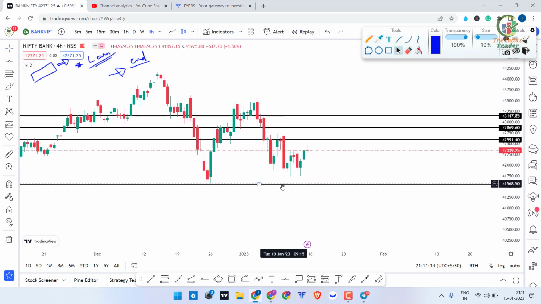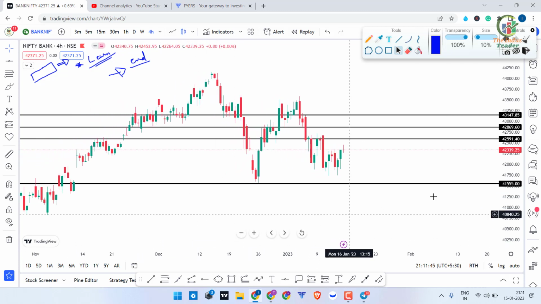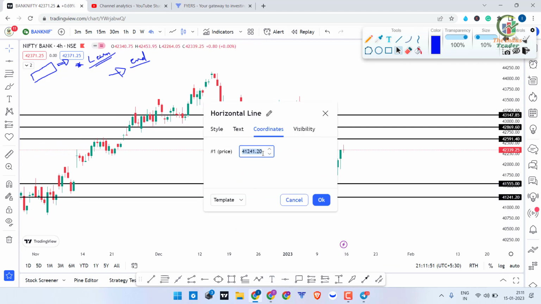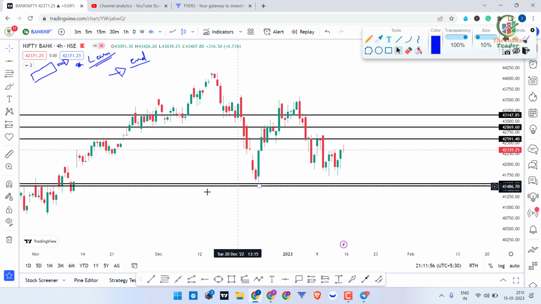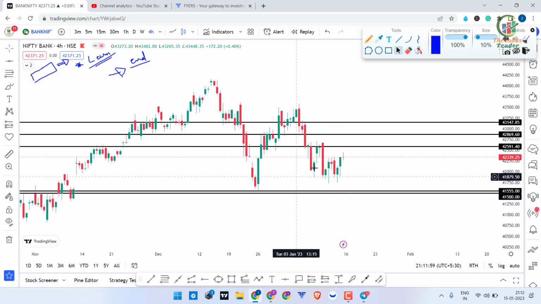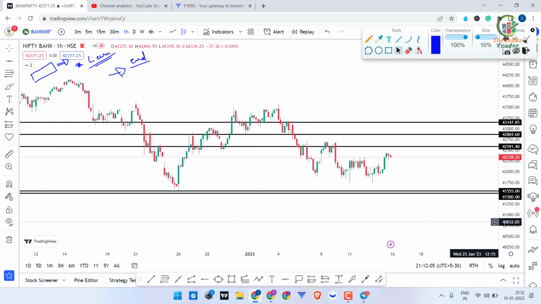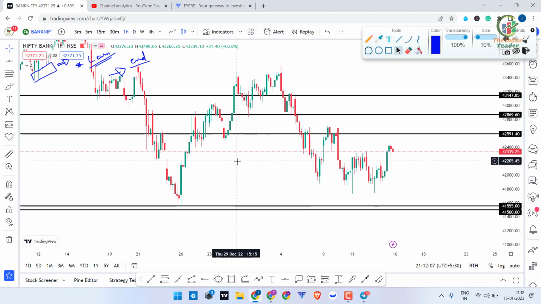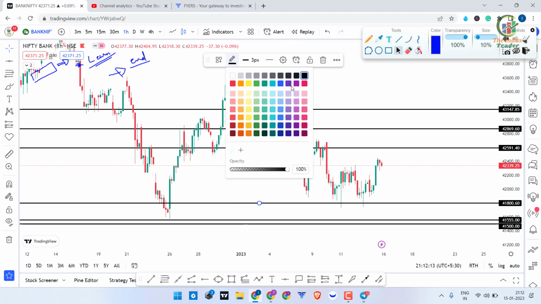See, this level is also, if you see, 41,555. Okay, which is somewhere near to 41,500. So you will do one thing, you also draw a label here, 41,500, and if you see, this is an important support zone. And if you see here in this particular, let's shift to 1 hour time frame, and now we will draw labels in blue color, right? So let me draw label in blue color. Let me change the color to blue.